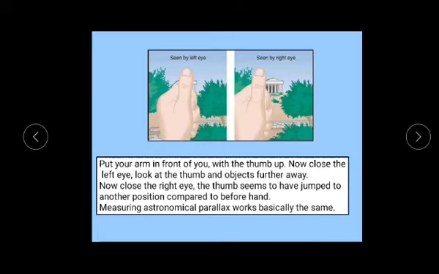Now what you have to do? Now close the right eye. The thumb seems to have jumped to another position compared to before. Means you are seeing in the slide here, the building was not clear, but here it is clear. So whatever object you have seems to have jumped to another position. So this is called shift in the position.